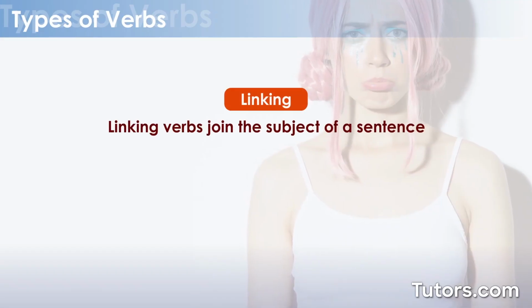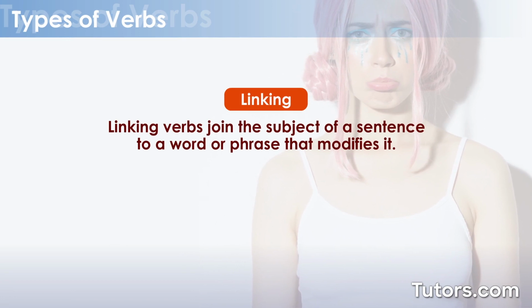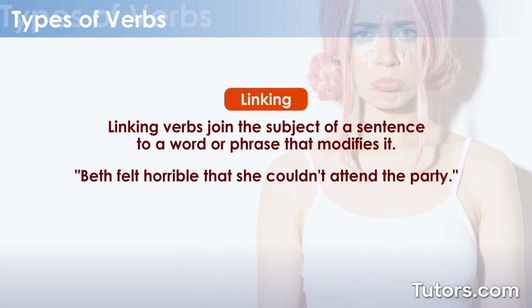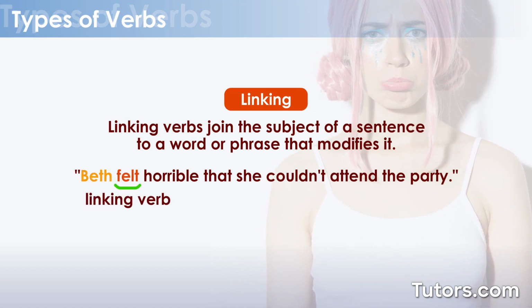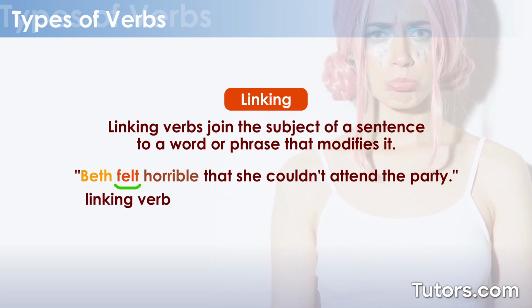Linking verbs join the subject of a sentence to a word or phrase that modifies it. In the example, Beth felt horrible, felt is the linking verb between the subject Beth and the word modifying it, horrible.